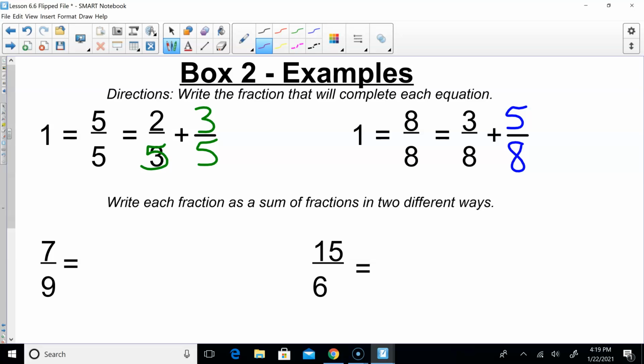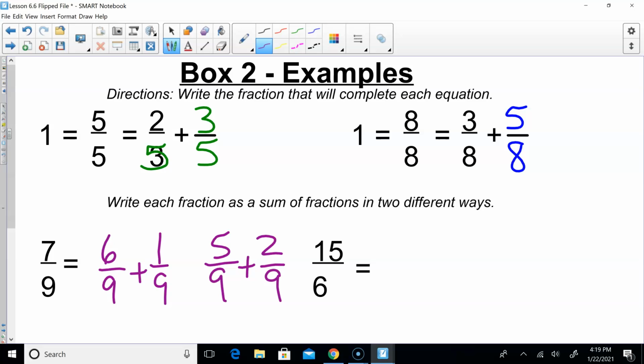I'm going to throw out a couple. My guess is, I'm trying to guess what you did. I'm going to try to be that predictor. I'm going to say you went with 6/9 plus 1/9, because that seems pretty straightforward. And then the other one you wrote, I'm going to guess you just went right down the list. You're going to go 5/9 plus 2/9. Maybe I'm right, maybe I'm wrong, but I feel like it was a good guess.